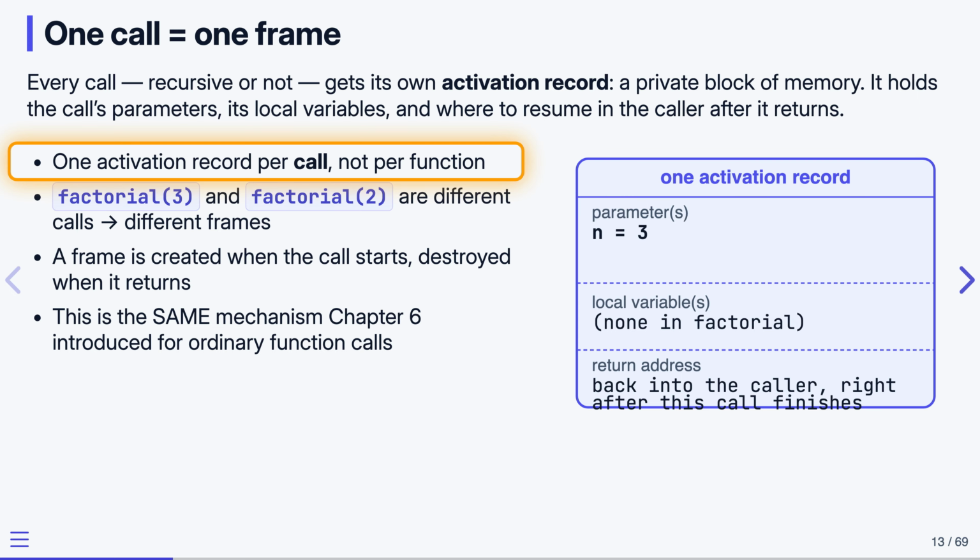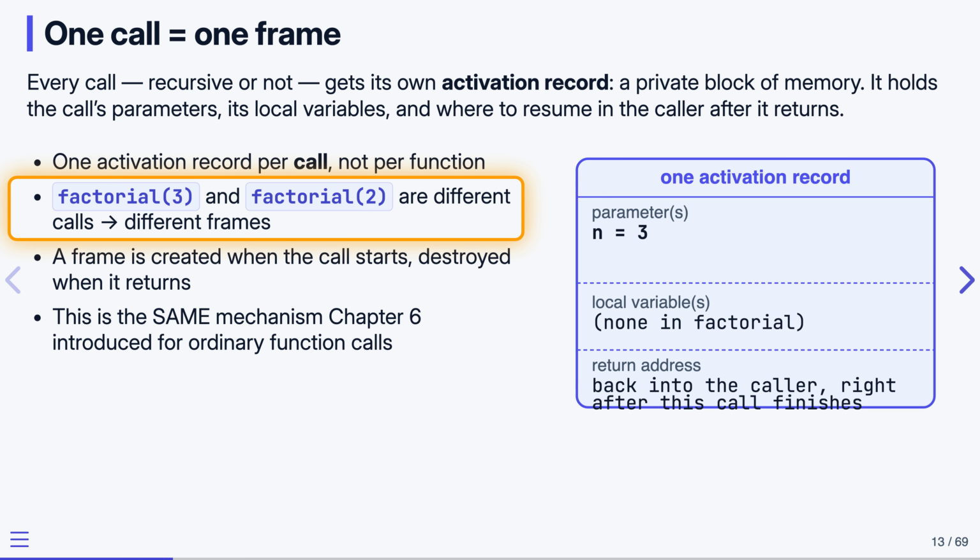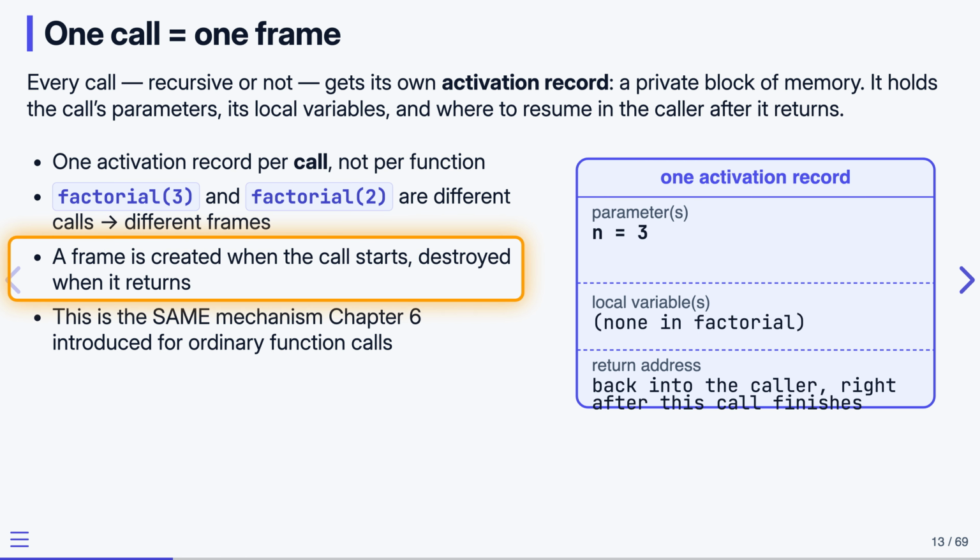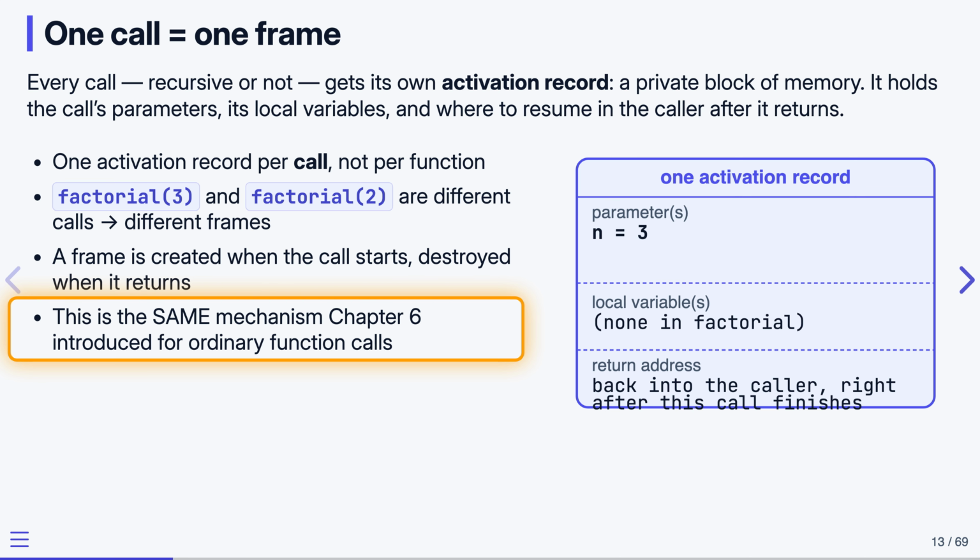There is one activation record per call, not per function. So factorial of 3 and factorial of 2 are different calls. They get different frames. A frame is created when the call starts and destroyed when it returns. This is the same mechanism Chapter 6 introduced for ordinary function calls. Recursion adds nothing new here.